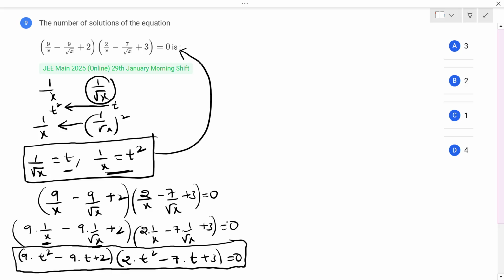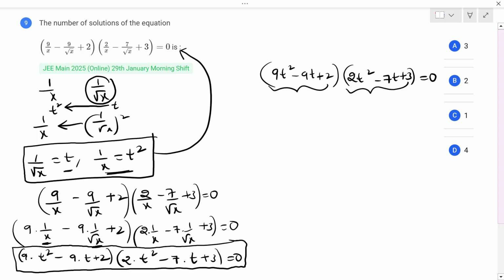This is how the events unfold for us. So what I got is the first quadratic equation, 9t square minus 9t plus 2, into the second quadratic equation, 2t square minus 7t plus 3, is equal to 0. This is the first term, this is the second term. When the product of the two terms is 0, we know that either the first term, 9t square minus 9t plus 2, has to be 0, or the second term, 2t square minus 7t plus 3, is equal to 0. Either this has to be 0 or this has to be 0.